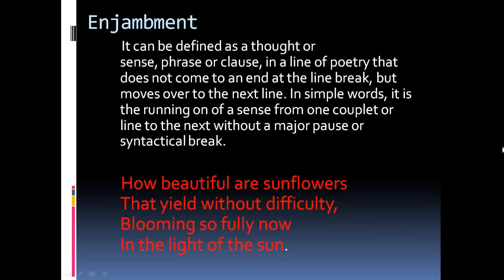Let's move on to the next one. Enjambment. Okay. Enjambment can be defined as a thought or sense, phrase or clause in a line of poetry that does not come to an end at the line break but moves over to the next line. In simple words, it is the running on of a sense from one couplet or line to the next without a major pause or syntactical break.